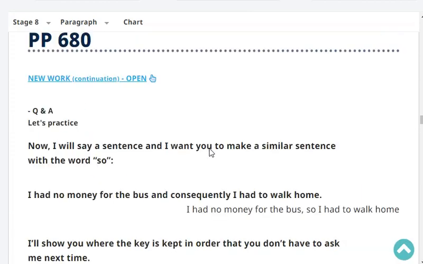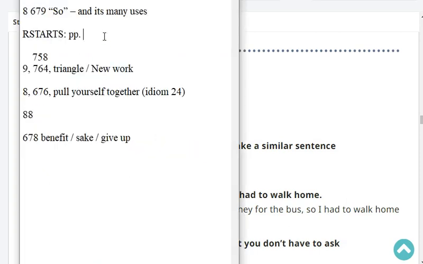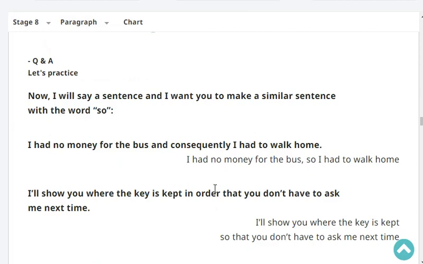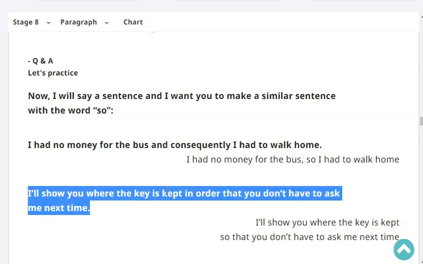Now I will say a sentence, and I want you to make a similar sentence with the word so. I had no money for the bus, and consequently, I had to walk home. I had no money for the bus, so I had to walk home. Okay, very good. So we stop there for today.